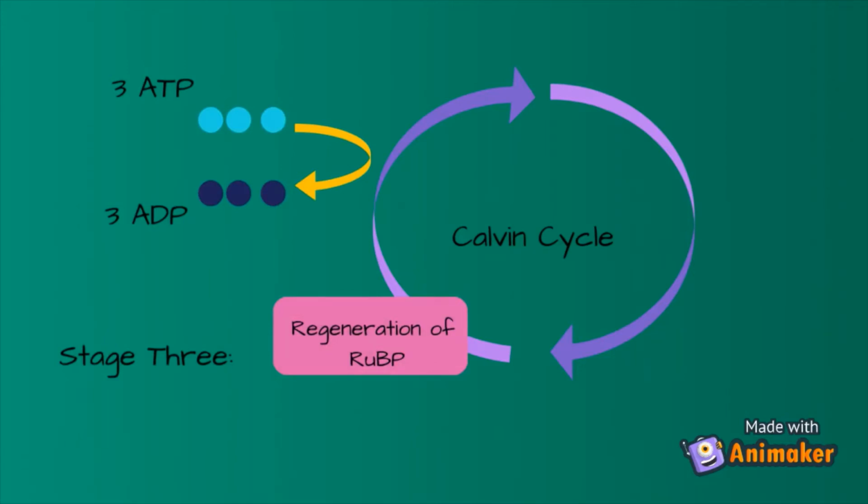Overall, the final carbohydrate products of the Calvin cycle include the 3-carbon sugar phosphate molecules, or G3P, and 3-ADP and NADP+. These are regenerated for use in the next turn for light-dependent reactions. So that is the Calvin cycle.